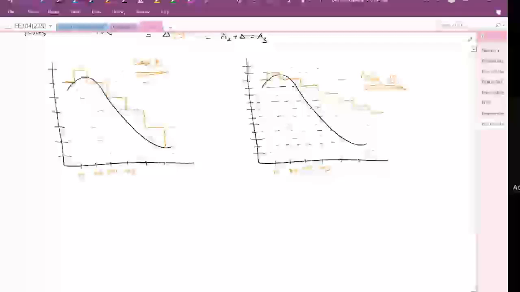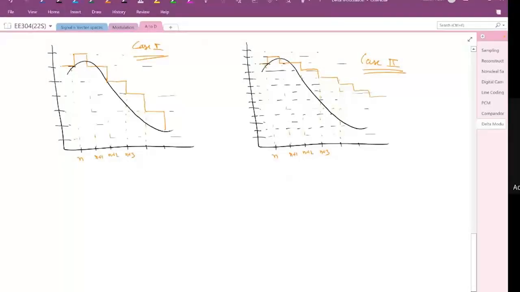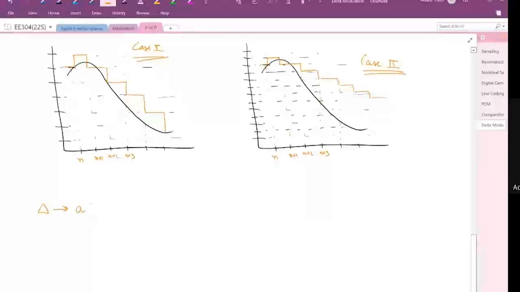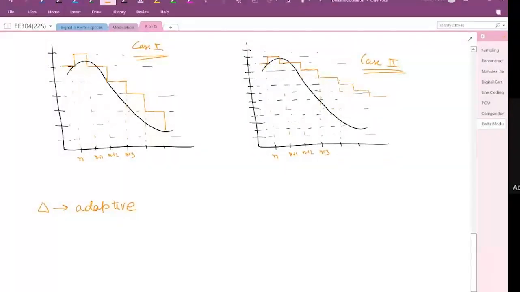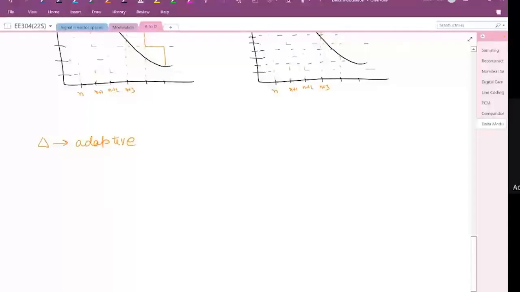Based on that, we can say that the step size can be adaptive. If the step size is adaptive, then this is called adaptive delta modulation. There are various variants of delta modulation.